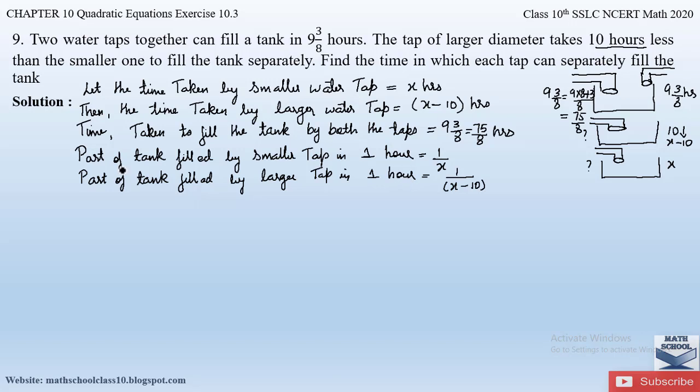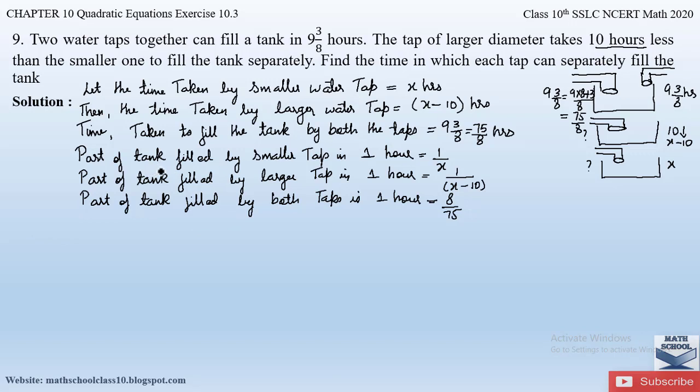Now let us calculate the part of the tank filled by both the pipes together. It will be the reciprocal of this term, that is 75 by 8. The part of the tank filled together by both taps in 1 hour is the reciprocal of 75 by 8, which will be 8 by 75. Now let us form the equation.